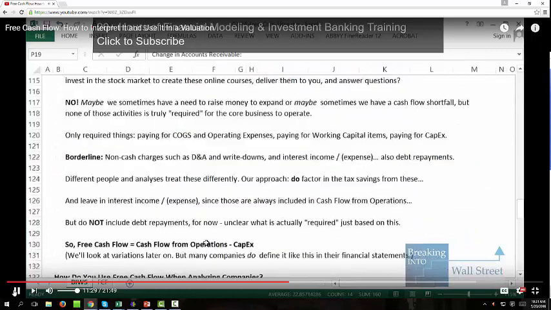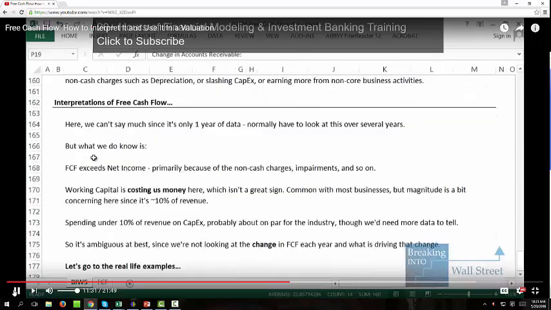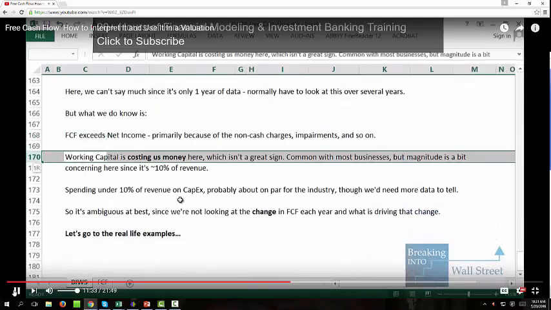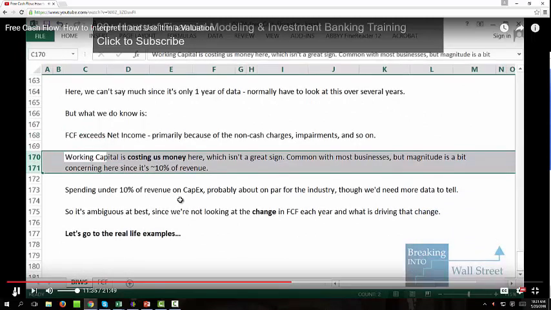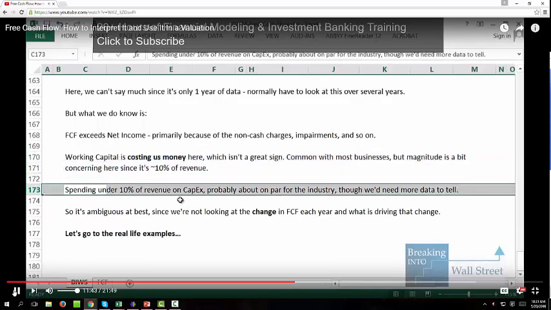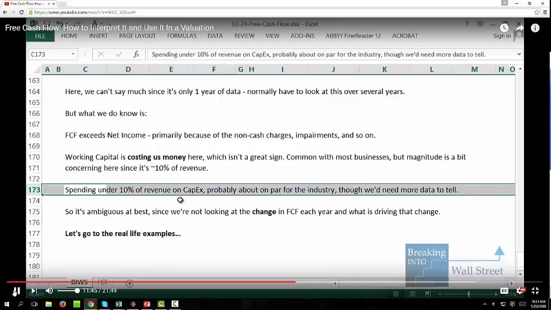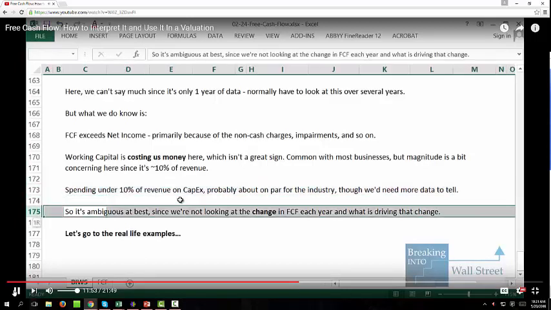So what's the interpretation of this based on some of those numbers? Well, working capital is costing us money. It's common with a lot of businesses, but here it's about 10% of revenue, which is on the high side for this type of business, something this small. We're spending under 10% of revenue on Capex, which is probably about on par for this industry if we consider it to be the internet or software industry, although we need more data to really weigh in on that. So it's sort of an ambiguous conclusion here.